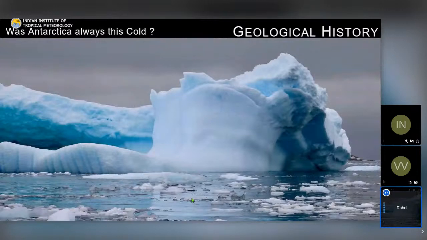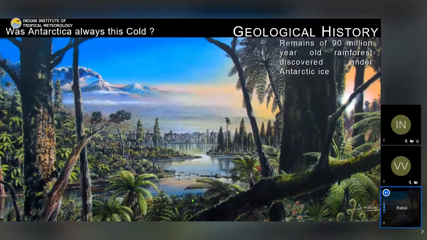Question, a big question. No, Antarctica was not this cold. When we look at the remains of the 90 million year old rainforest discovered under Antarctic ice, we feel that Antarctica was not this cold. And I'll give you more examples of why Antarctica was not cold in subsequent slides. But first, let us understand the Earth's history.